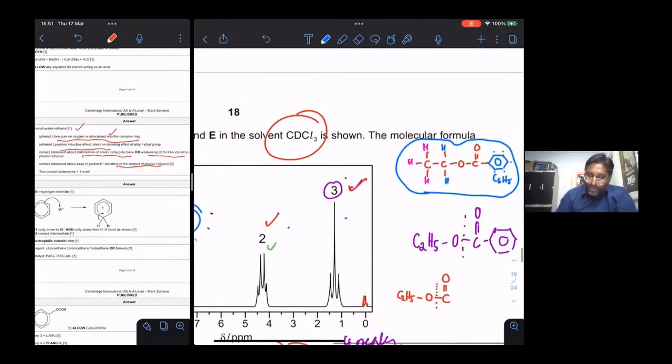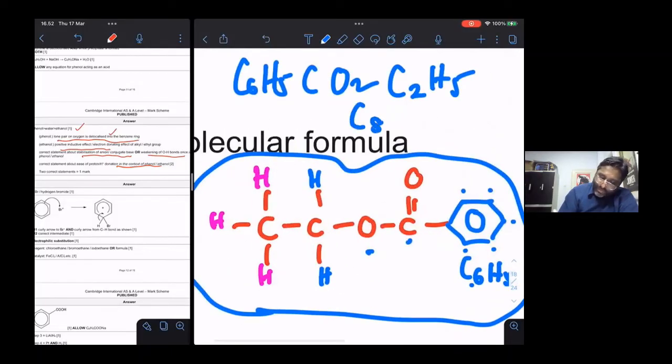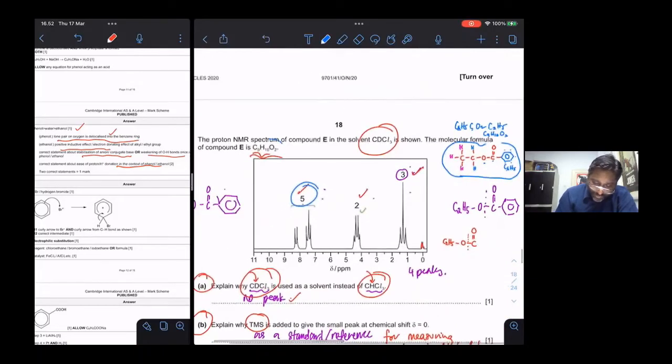So let's double check also. If I count this, C6H5, and then I have CO2, and then C2H5, let's combine all of them together. C8, another carbon, sorry, C9, hydrogen 10, oxygen, that's 2. So C9H10O2, is that what they want? Yeah, that is what they want. So most likely this is correct.